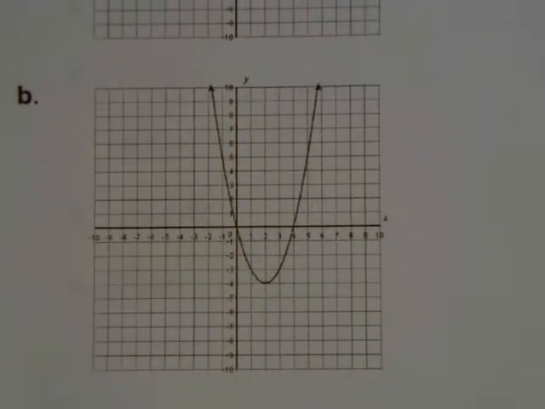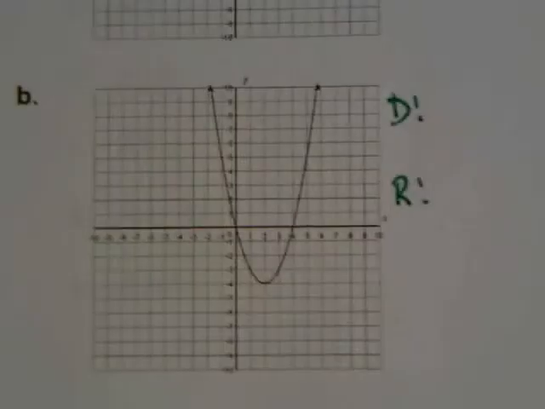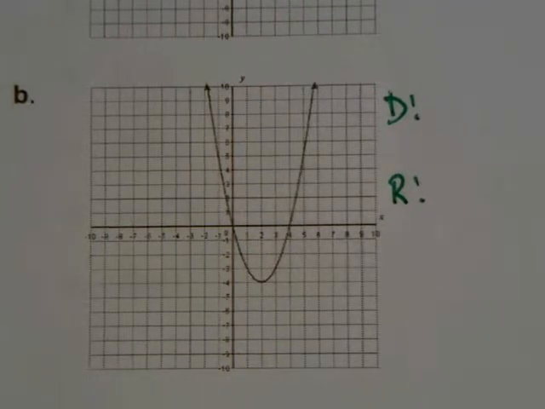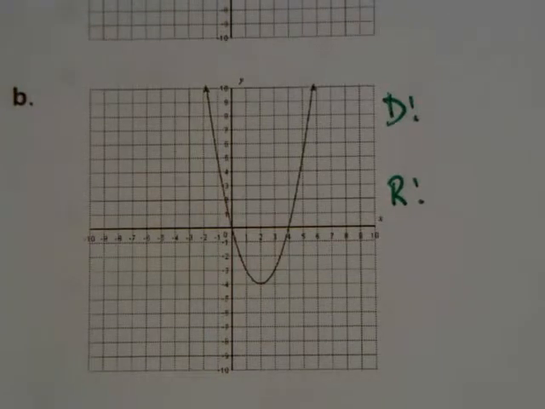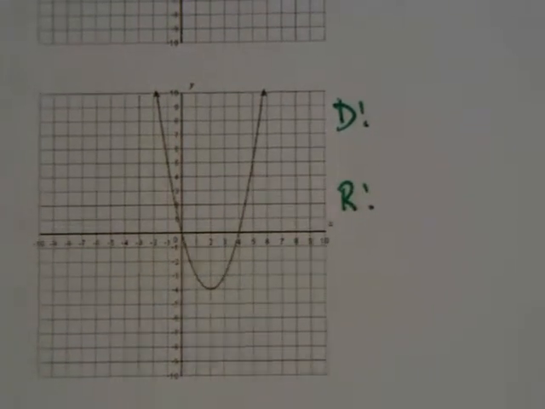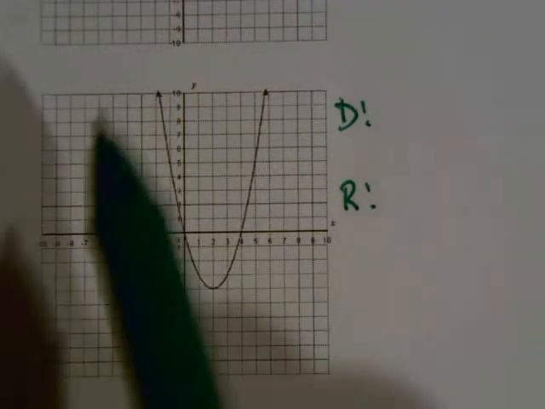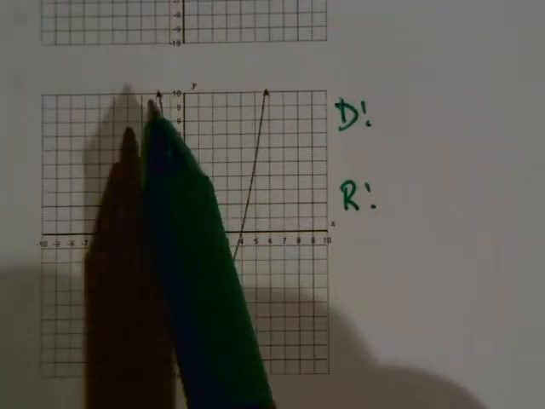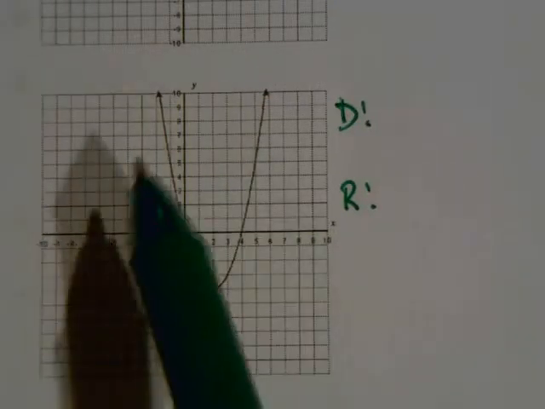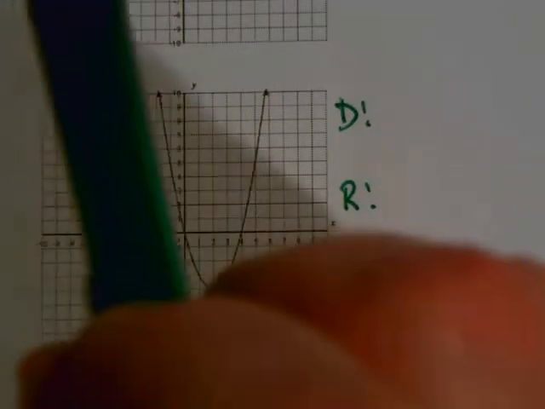Alright, let's look at B here. Same deal, we want to find the domain, and we want to find the range. I'll try writing a little closer to the graph this time so we can see what I'm talking about. So, domain means how far left does this graph go, and how far right does this graph go. Well, notice this time that on the end of this graph right here, there's a little arrow. What that means is that graph keeps going up and left forever.